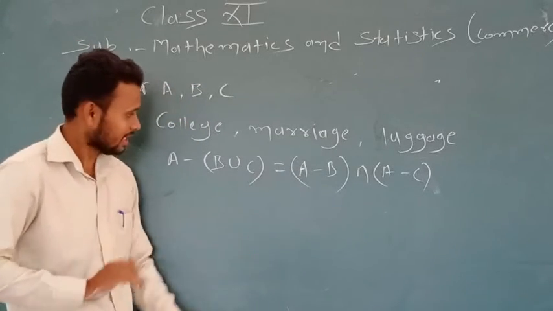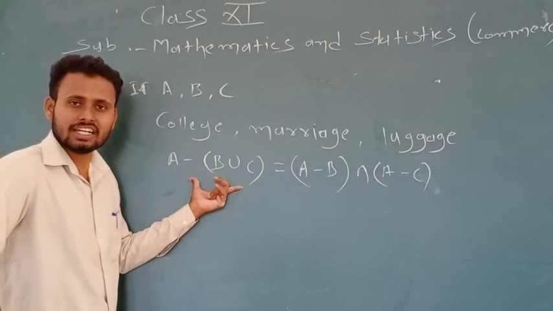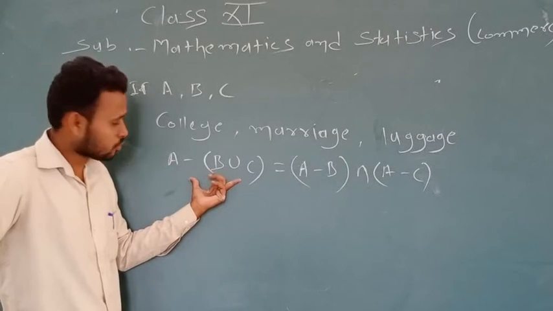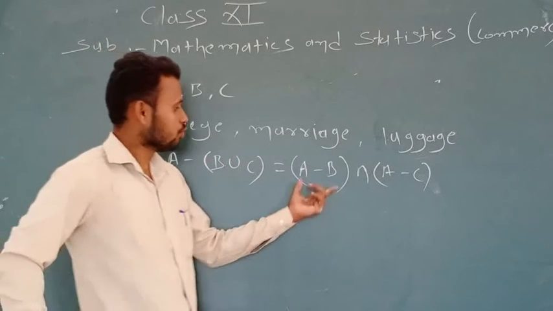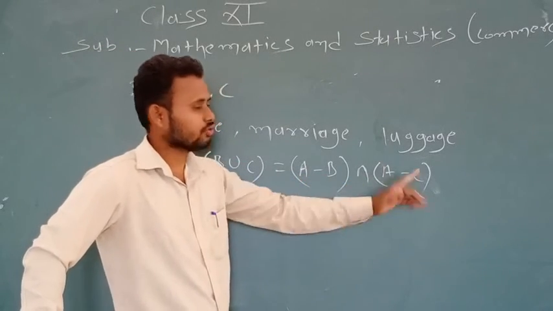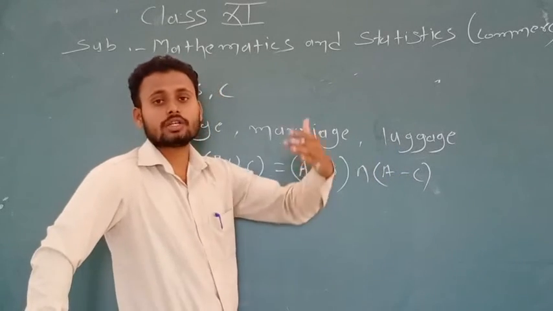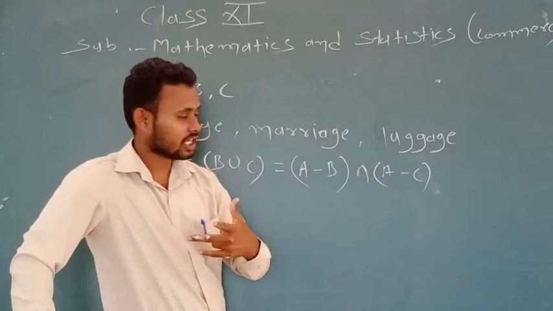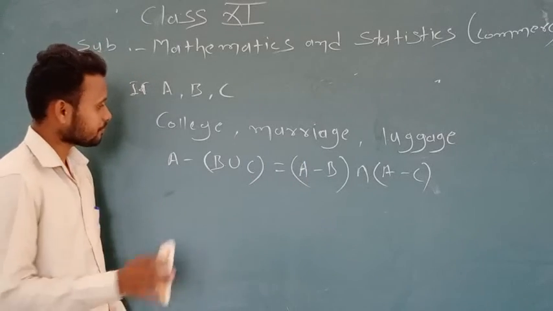Now here, verify means these two are equal. First we will find the value of the left hand side, that is A minus B union C. We will first find its value, and call it equation number first. Next we will find the value of the right hand side, that is A minus B intersection with A minus C. We will get some value and call it equation number second. Then from equation number first and second we observe that both have the same value, therefore we say that these are equal.